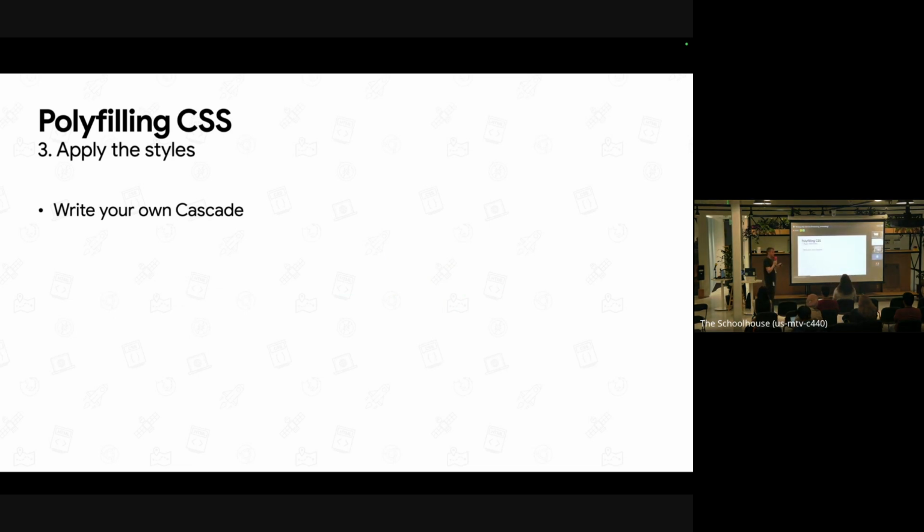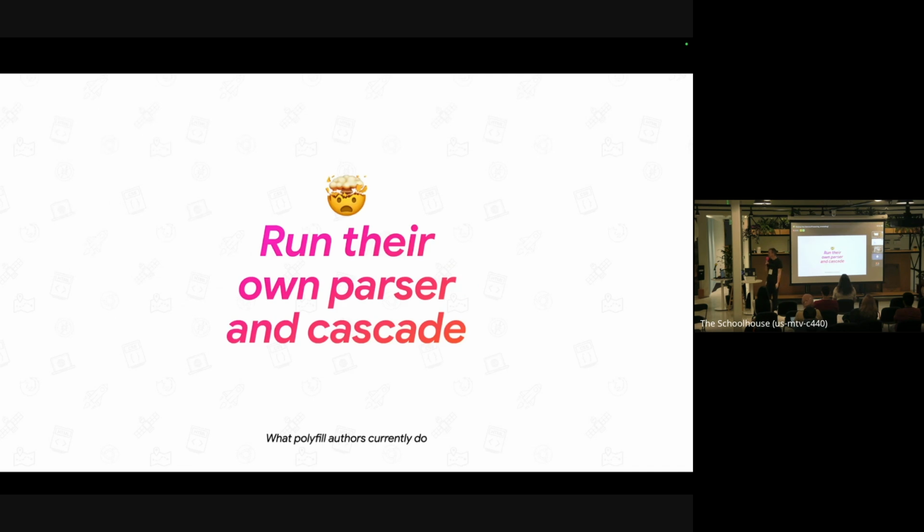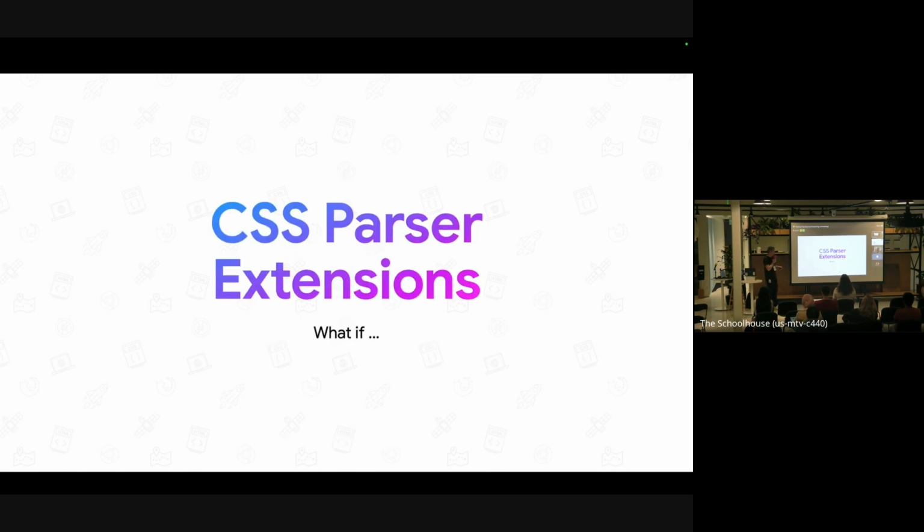You have to figure out which rules now apply to which element, under which conditions, and set up a bunch of listeners like media queries or style queries that change, also document resize. In summary, it's pretty crazy. Run your own parser and cascade as a JavaScript developer to polyfill something in CSS. That is just not that great, I think.